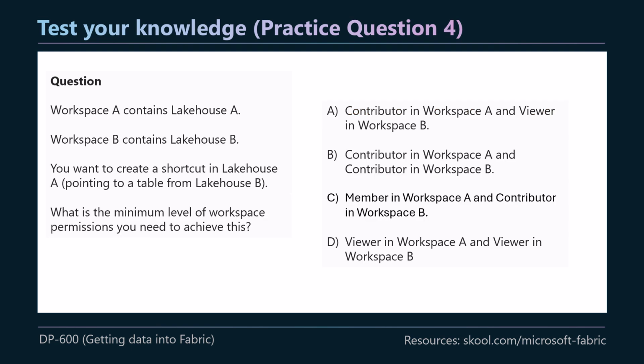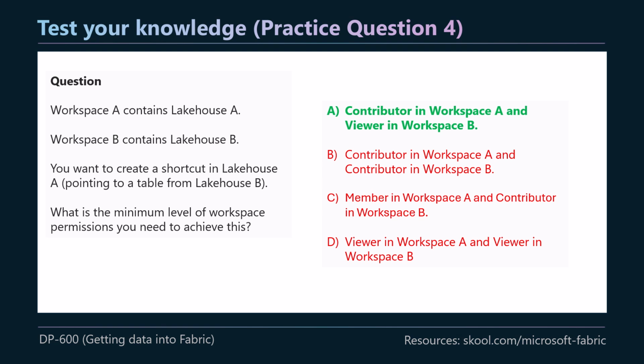Question 4, workspace A contains lakehouse A, workspace B contains lakehouse B. You want to create an internal shortcut in lakehouse A pointing to a table in lakehouse B. What's the minimum level of workspace permissions you need to achieve this? A, contributor in workspace A and viewer in workspace B. B, contributor in workspace A and contributor in workspace B. C, member in workspace A and contributor in workspace B. Or D, viewer in workspace A and viewer in workspace B. So the answer here is contributor in workspace A and viewer in workspace B.